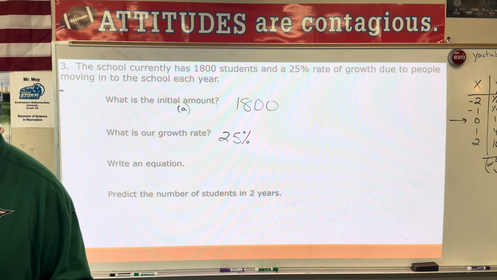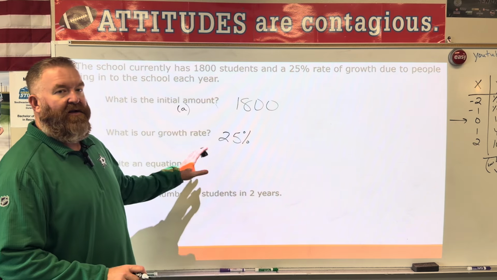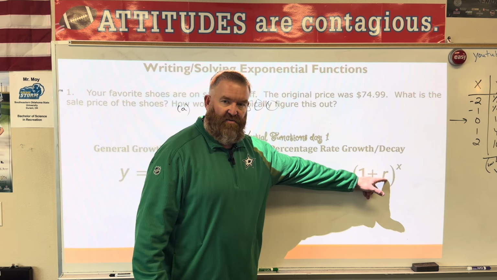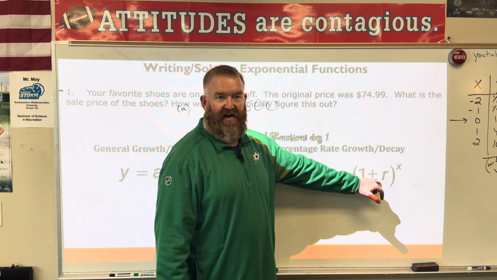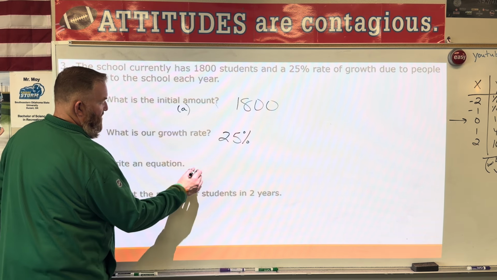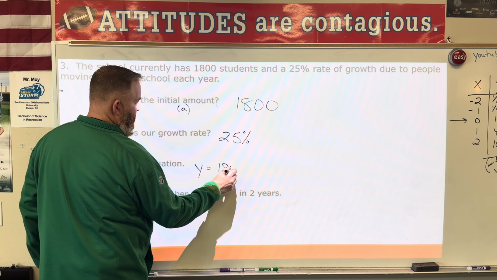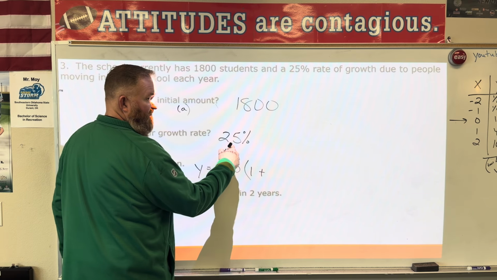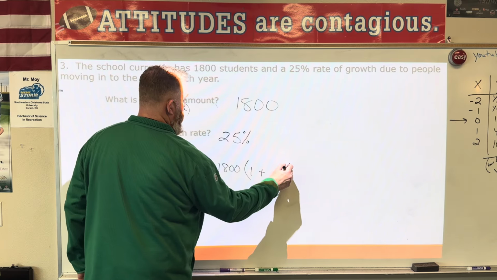All right, so here we go. You guys ready for this? Please pay close attention because what I'm about to show you is very, very important. If we go back a slide, it was 1 plus the rate. You guys with me? Now, what did we just say that the rate was? 25%, right? So I'm going to take this percentage and write my equation. Y equals, what's my initial number? 1,800. And then it's growing. So I'm going to go 1 plus, what's 25% as a decimal? 0.25. And then I'm going to put an X up there.